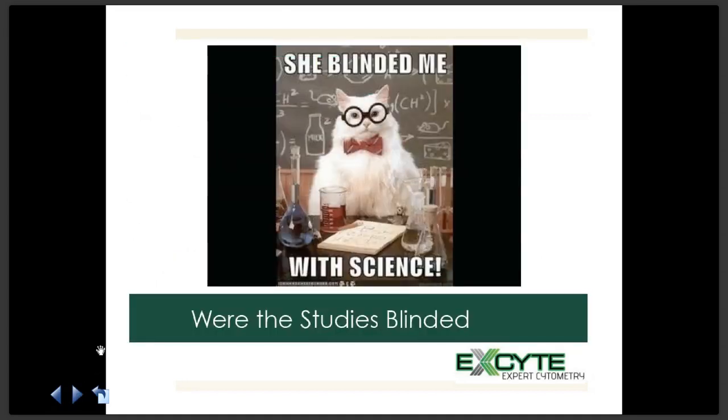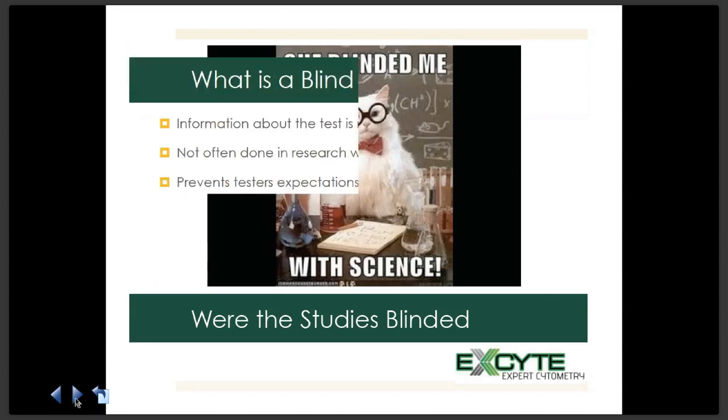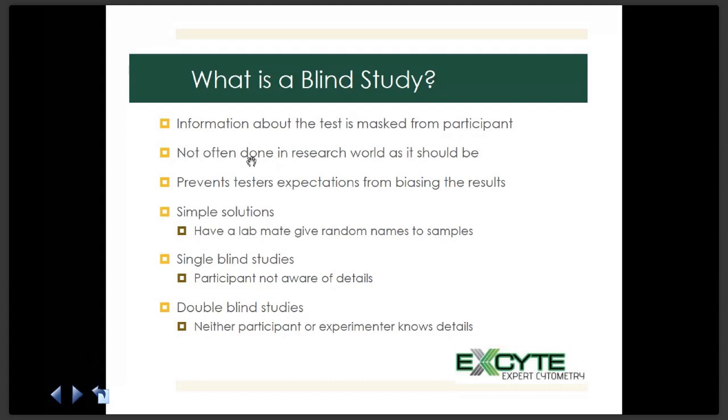So the first question is, were the studies blinded? Now, in clinical trials, that's relatively easy. The whole idea is that we're going to blind information about the test from the participant. So a patient may be getting the drug or the placebo. And on the clinical side, we do a whole series of tests, so we can do double-blind studies. So in fact, even the experimenters don't know what the patient's getting.